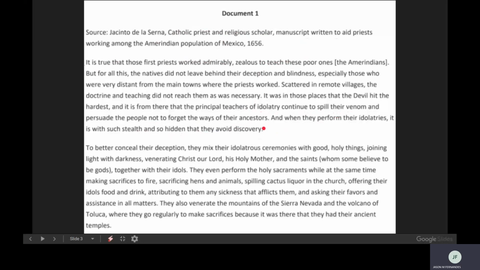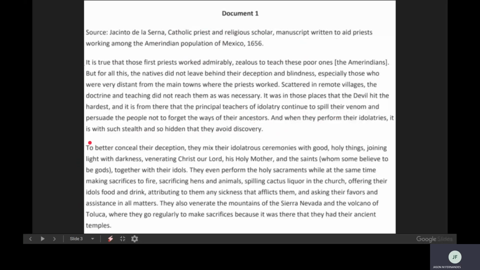So first thing we see is a continuity, right? The fact that Christianity has arrived, but it's not completely taken hold. You still have these old ways being practiced by the indigenous people, right? They have not abandoned them, right? And then you get into paragraph 2, and we see something interesting happening here, right?